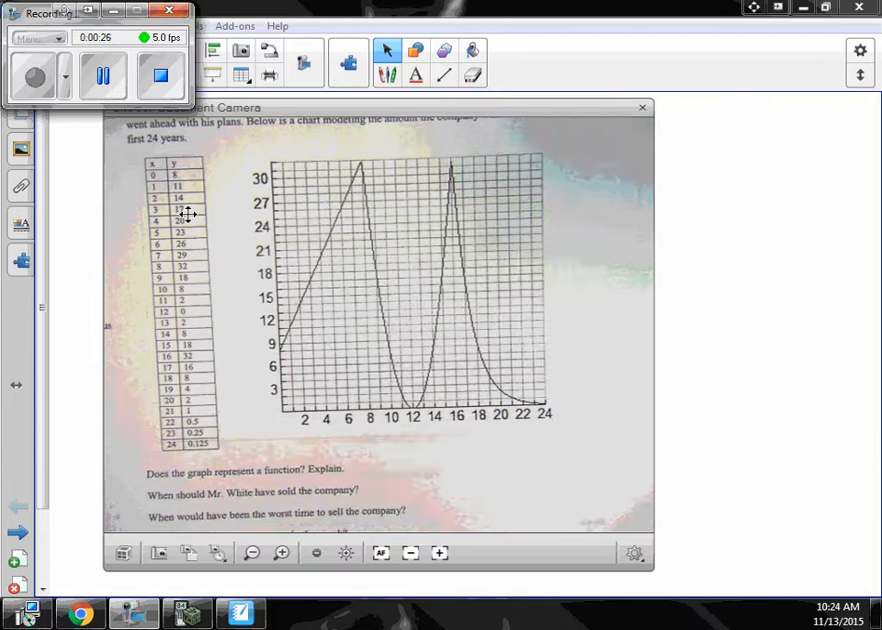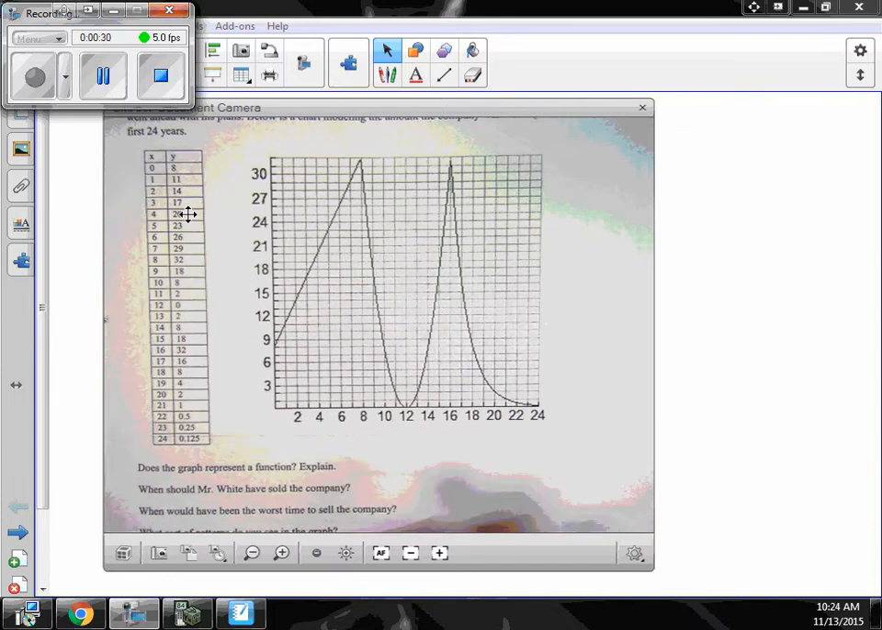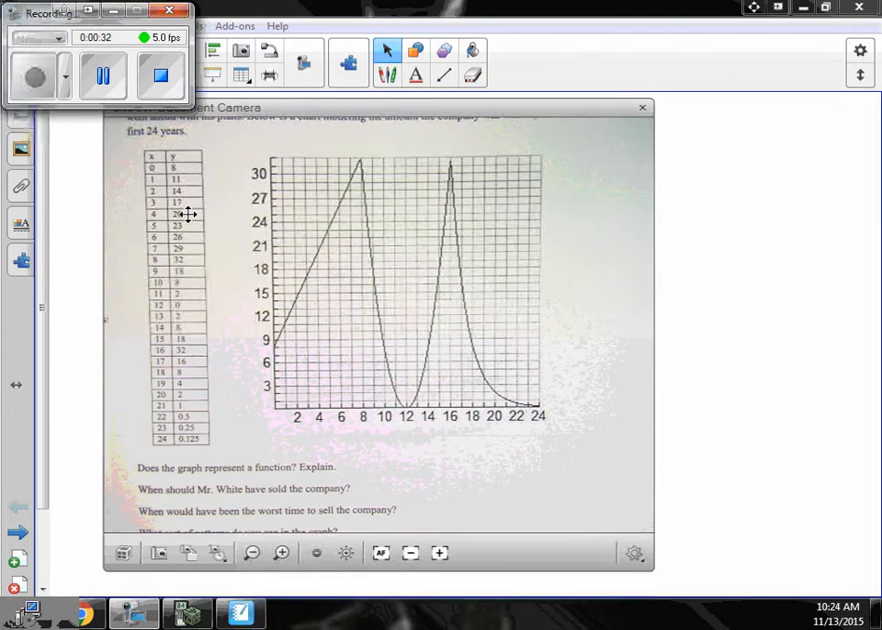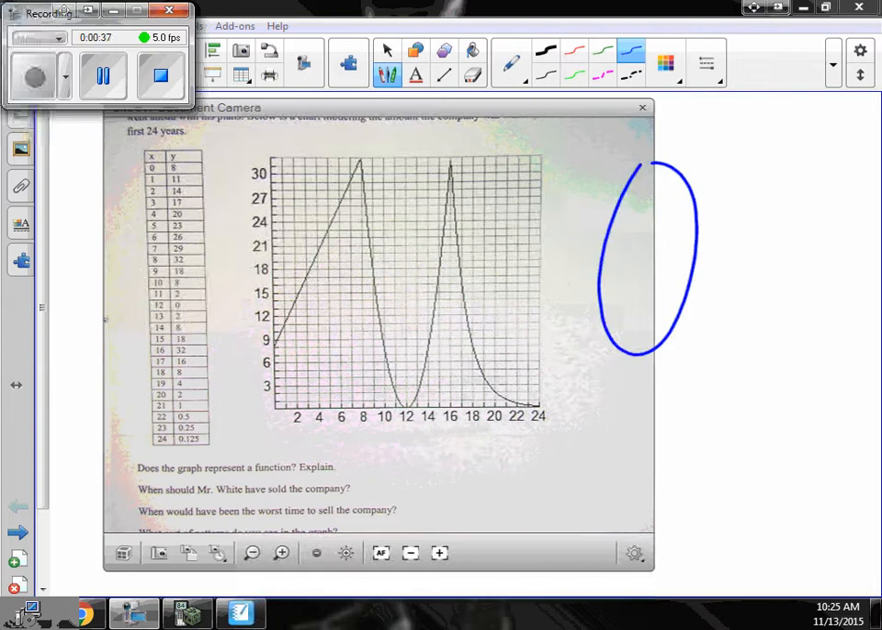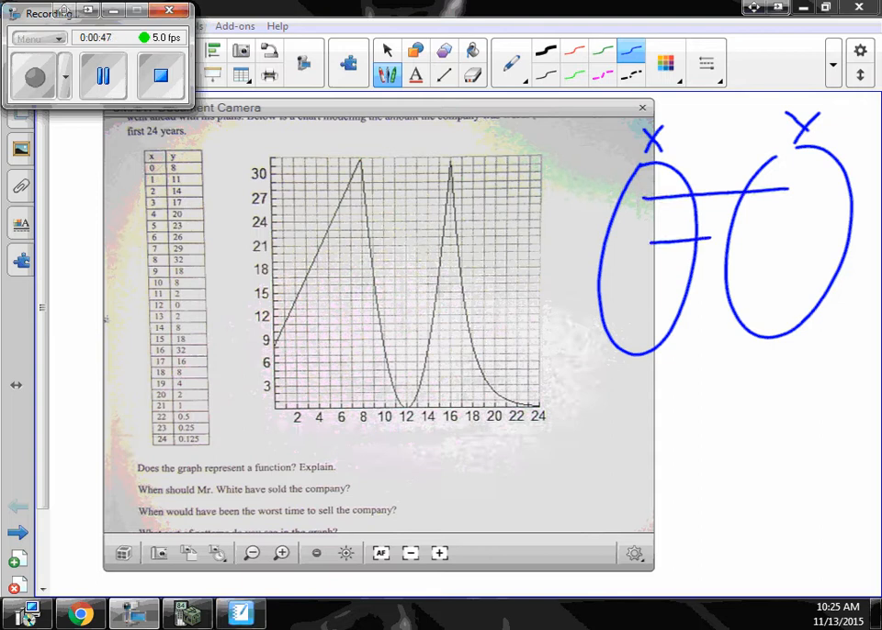So if you look at the first page of this worksheet, the first question asks, does this graph represent a function? So if you look at that graph, is it a function? Well, you need to remember, in order to be a function, so these are my x's and these are my y's, every x is only allowed to hit one y. So that would make a function.